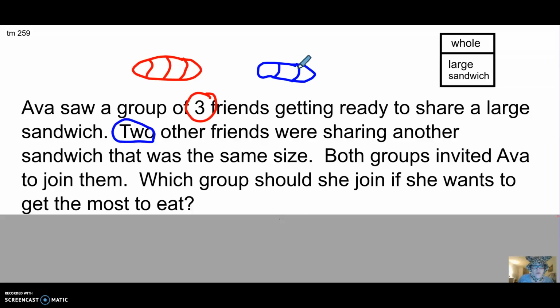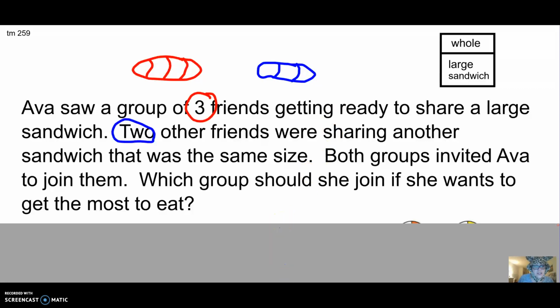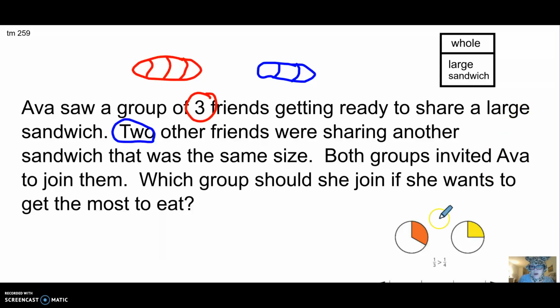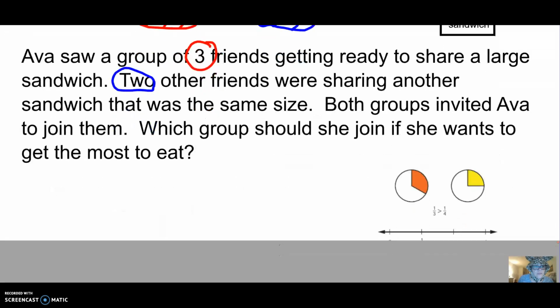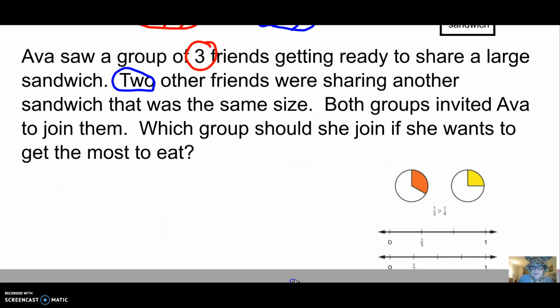So which would be more if she joins this group and has 1/4 of a sandwich, or this group and has 1/3 of a sandwich? Now in this example, my denominators are different, but she's getting 1 of the equal parts. Which would be more? Let's take a look at our fraction circles and number lines.